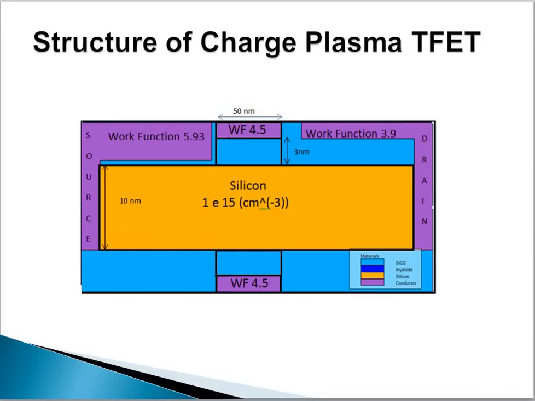The difference in the structure of the junction-less TFET and the charged plasma TFET is that in the case of the junction-less TFET, we are not using any work function at the drain side because we are using high doping at the drain side.